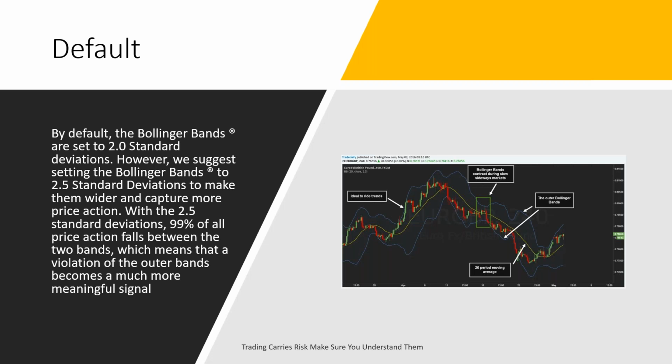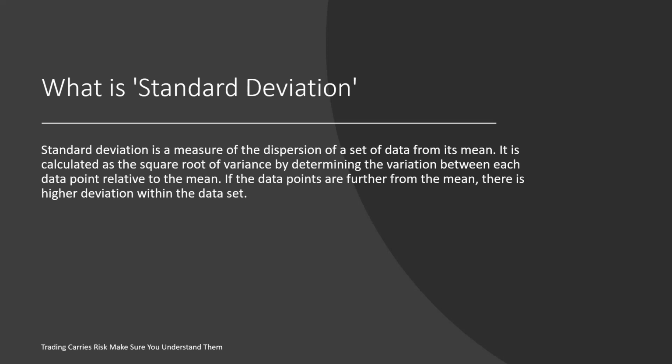Okay. So by default, Bollinger Bands are set to 2 standard deviations. However, if you want something less sensitive, you can adjust it to 2.5. But don't do this until you understand how to use Bollinger Bands correctly. With the 2.5 standard deviation, 99% of all the price action will fall between the two bands, which means that a violation of the outer bands becomes a much more meaningful signal.